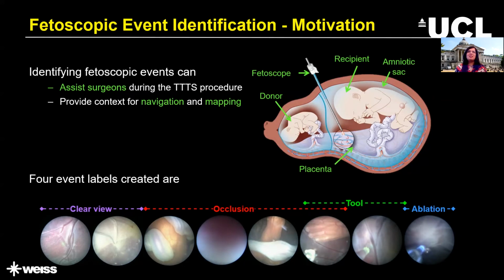In this work, we have created 4 event labels that include clear view, when the placenta is clearly visible; occlusion, which could be because of the presence of the fetus or because the camera is too close to the surface; presence of tool; and presence of tool while it is operating. Note that some of the event labels can coexist, as in this case, where occlusion and tool are both present in this particular frame.